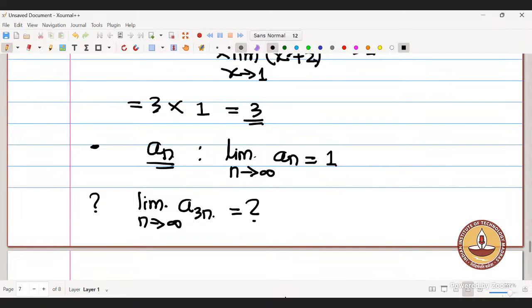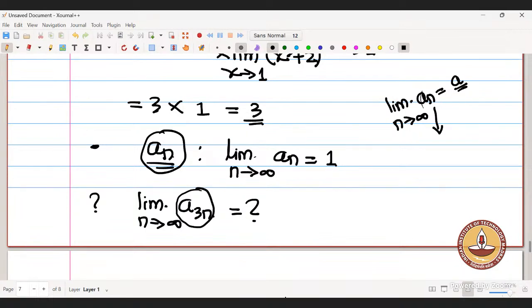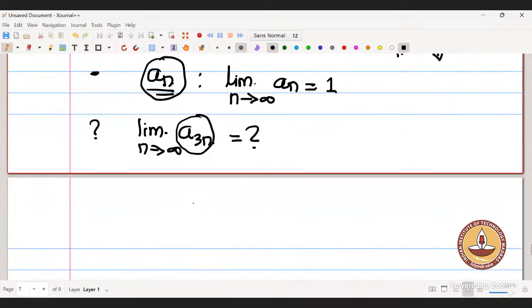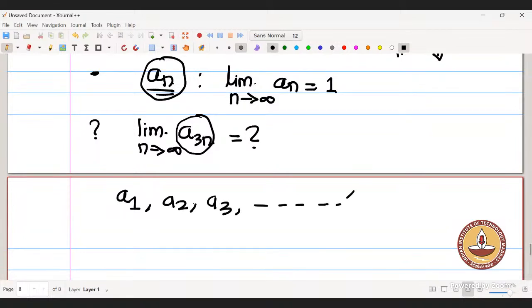Yes, sir. So one thing, do you know that if the limit of a sequence is A, then the limit of all the subsequences of the sequence is also A? Yes, sir. So if a_n is a sequence, what about a subscript 3n? This is a subsequence of a_n, right? In a_n, what you are getting is a1, a2, a3, and so on. This is your original sequence, right?